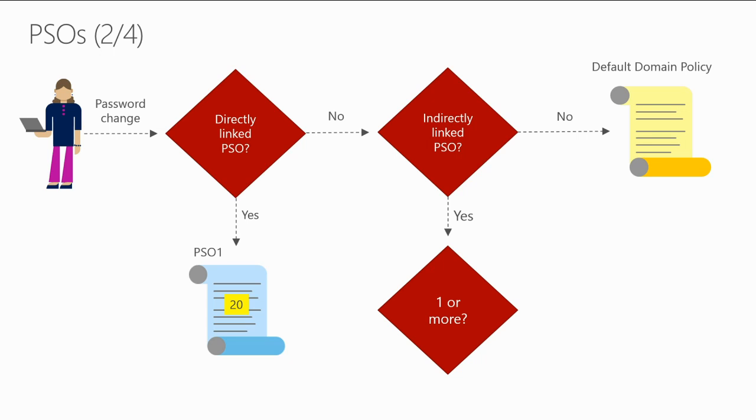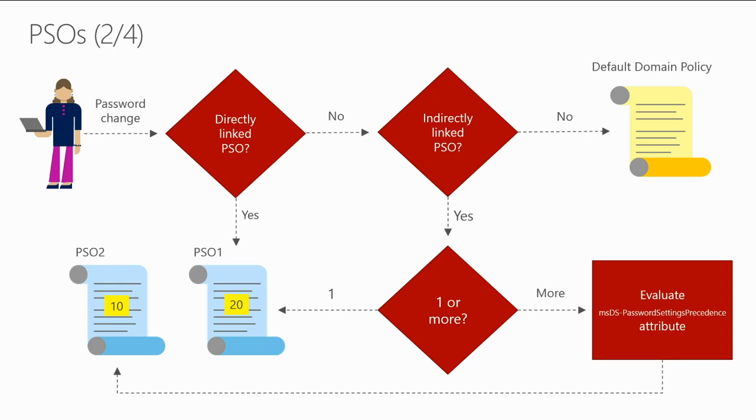Okay, now let's look if you have an indirectly linked PSO. The first thing we've got to find out is if you have one or if you have more than one. If you have one, that's your PSO. Pretty simple, right? Unless you have a direct link PSO as well, then that wouldn't be the case. If you have more than one, then I don't know if you guys can read that, but it's the msDS-PasswordSettingsPrecedence attribute. It evaluates that and figures out what the precedence of all the PSOs that are indirectly linked to your user are, and then it determines the lowest precedence. That's your PSO.